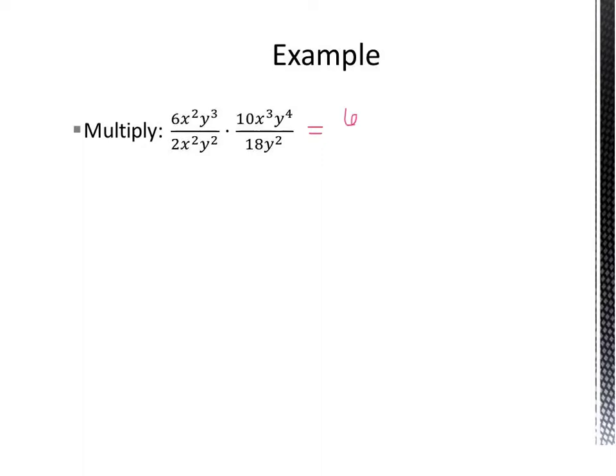So I'm going to have 60. This is when you have to remember your exponent rules, that I'm going to add my exponents when I'm multiplying, over 36x squared y to the 4th. Okay, so it's a total answer. Now what I have to do though is simplify that.